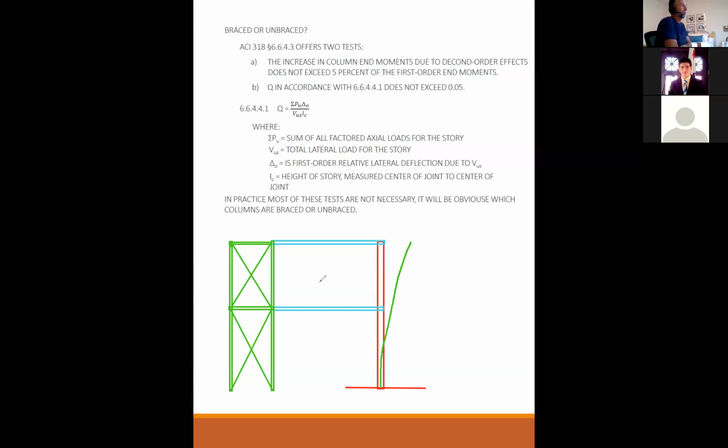Does that make sense? Yes, it makes sense. I only thought that if it was like moment connections, then that's it, it's braced. But now that you put it this way, it clicked. Thank you so much. Sure, sure.